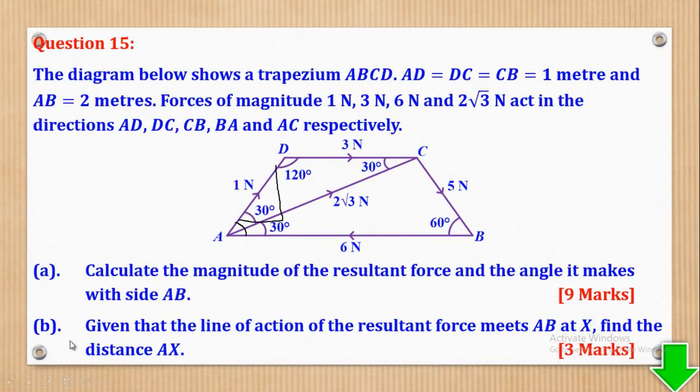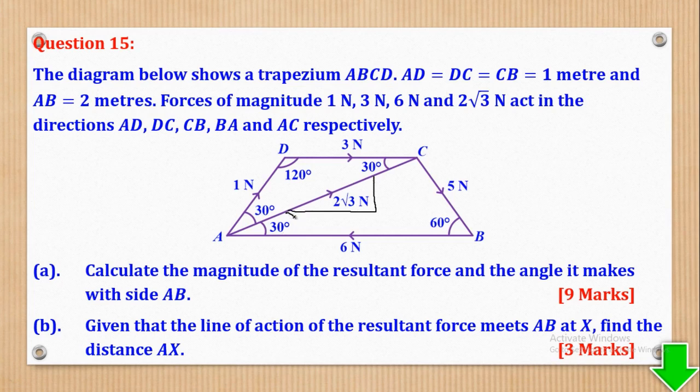So for 2 root 3, it is moving from this side going this side, so horizontally it is to the right, which is positive, and vertically it is upwards, which is also positive. Now after knowing the signs, next is to resolve.